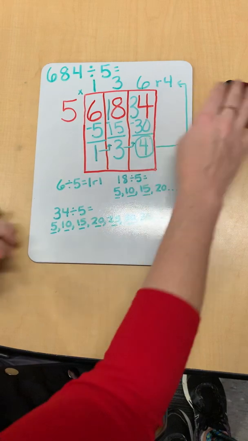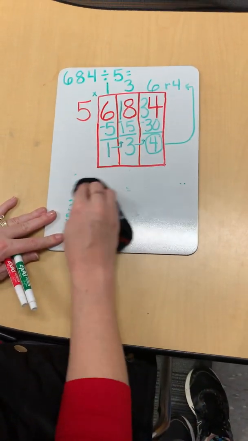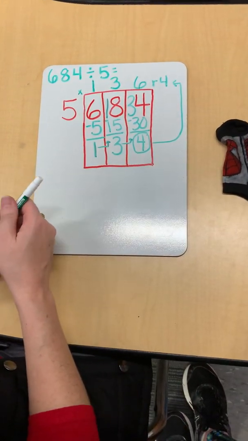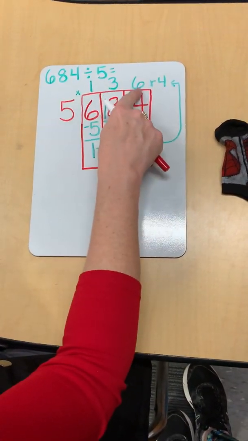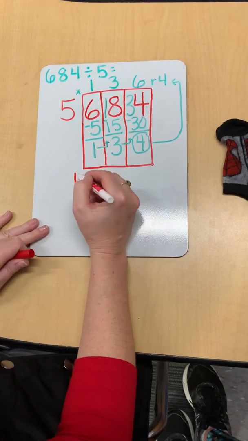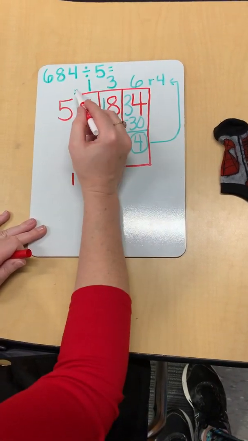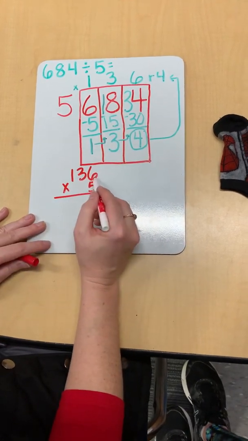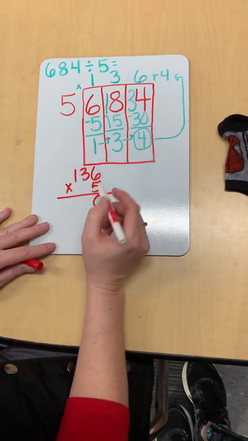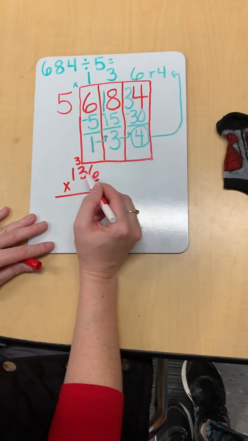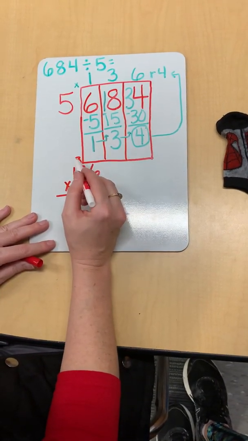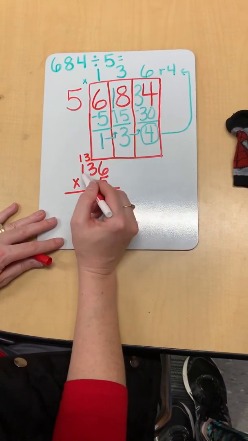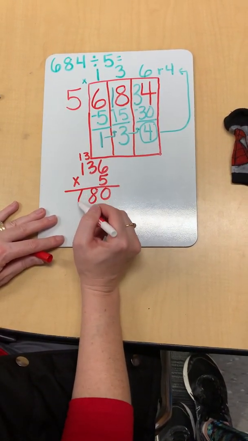We also talked about how we can check to see if our answer is correct by multiplying. So we're going to take this 136, which is part of our quotient, and we're going to multiply it by 5, which is our divisor. I do 6 times 5, that would be 30. Regroup up here. 5 times 3 is 15, 16, 17, 18. Regroup again. 5 times 1 is 5, plus 1 more would be 6.